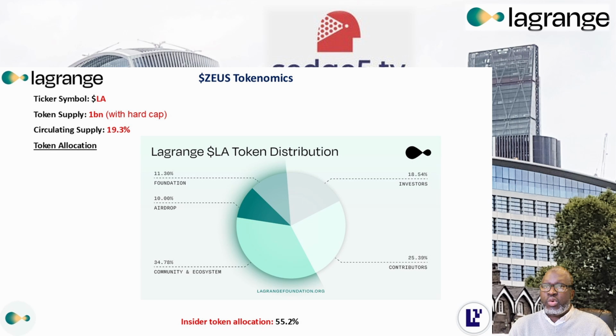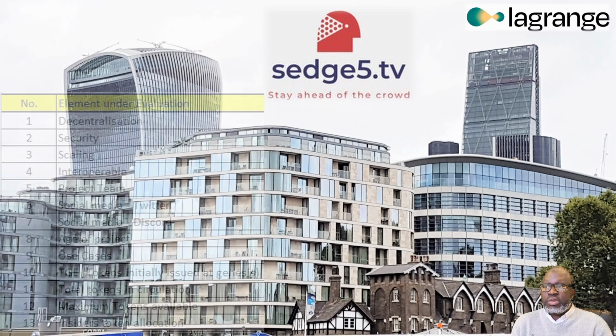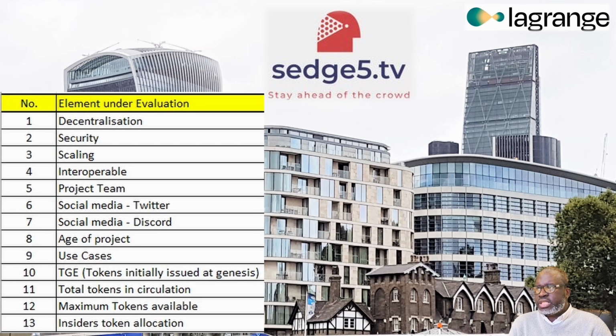Now, let's move on to the scoring part, where we are going to be applying scores from 0 to 10 across the 13 elements. And a quick rundown of those 13 elements once more. You've got decentralization, security, scaling, interoperability, the project team, social media presence via X, formerly Twitter, as well as via Discord, age of the project, use cases, tokens issued at project launch, total tokens in circulation at the time of recording, maximum tokens available, as well as insider token allocation. And to kick us off is decentralization.